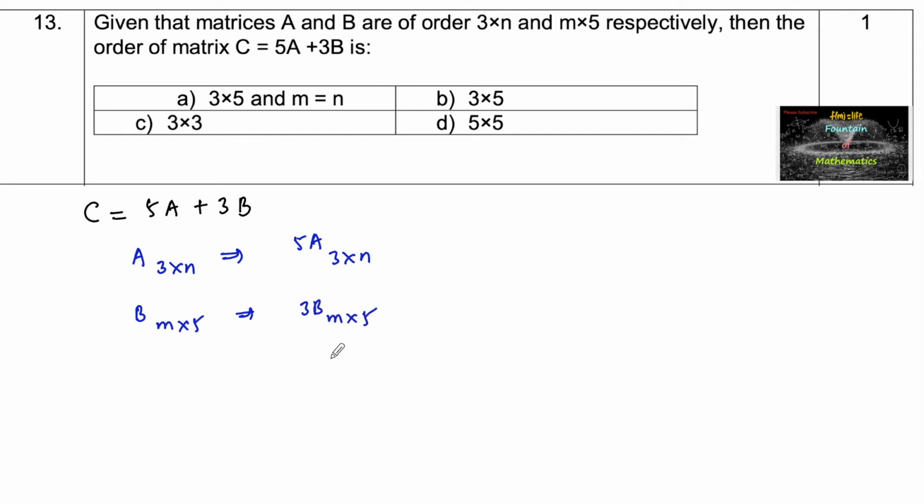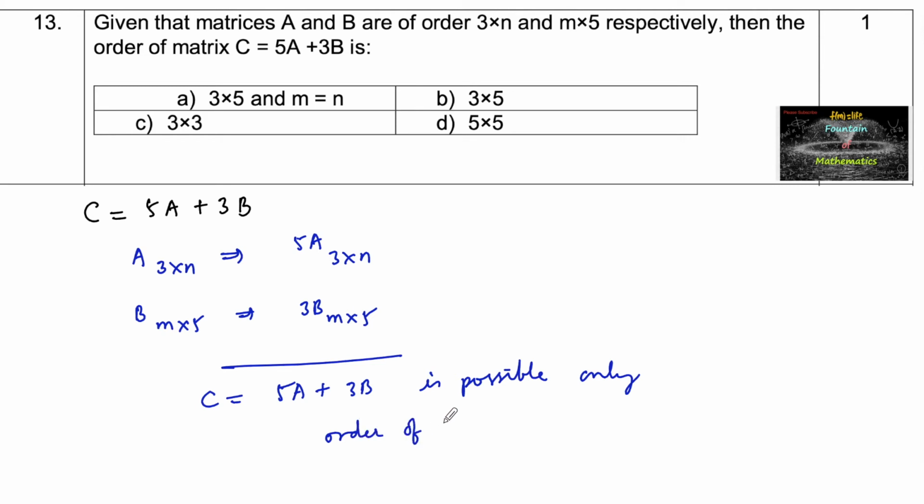The sum of these two matrices, which is given as C is equal to 5A plus 3B. The addition, the sum is possible only when the orders are same. That is, order of 5A must be equal to order of 3B. That is, 3 by n must be equal to m by 5.